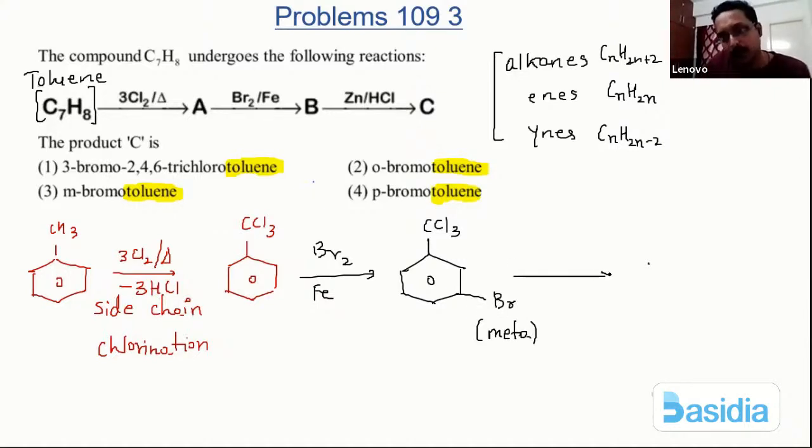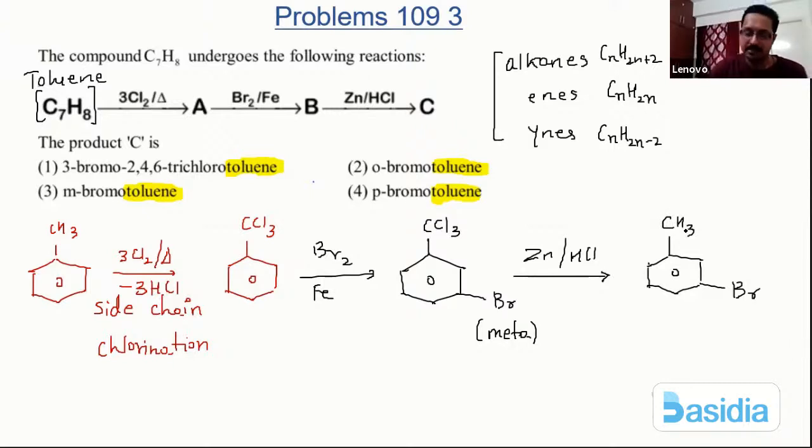Finally, what you're going to do? You're going to do the zinc with HCl hydrolysis, correct? That means you're going to remove all the chlorine atoms from there. Once you remove them, what is going to happen now? You will end up getting, so this is your benzene ring, still the Br is attached, and now in the place of Cl, CH3 comes and attaches.